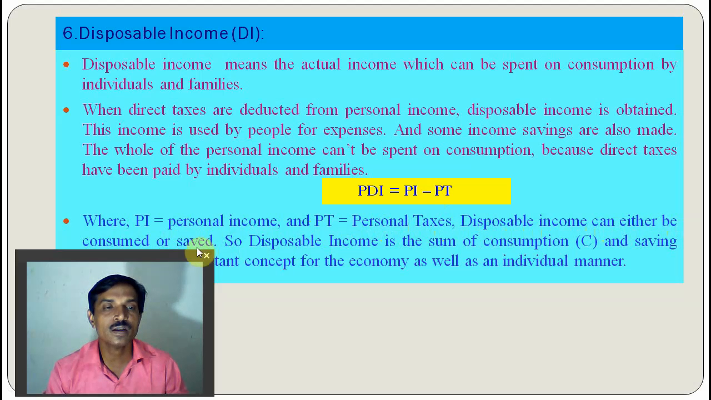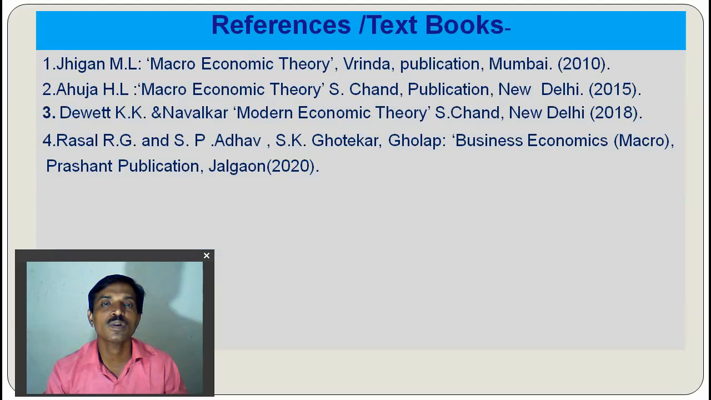Disposable income can either be consumed or saved. So disposable income is the sum of consumption and saving, and this concept applies to the economy as well as to an individual. Personal income minus personal taxes is equal to personal disposable income. The gross salary minus the direct taxes, the remaining net income of the person which is available for disposal, is called the disposable income.